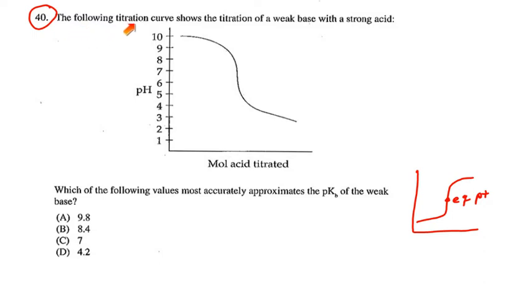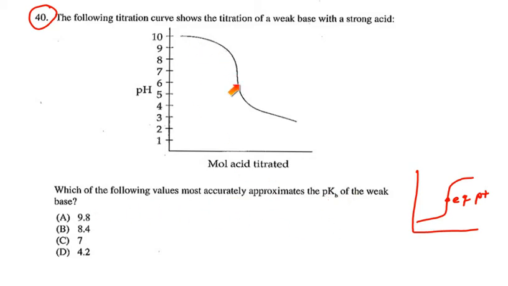Let's look at number 40. The following titration curve shows the titration of a weak base with a strong acid. And it seems right. The pH is really high, so it definitely is starting with a weak base, and it decreases as you add the acid. Now they want to know which of the following most accurately approximates the pKb of the weak base.